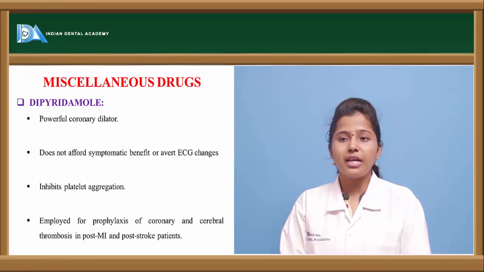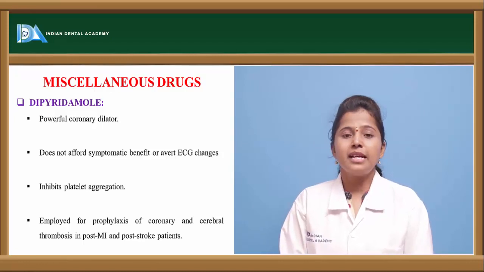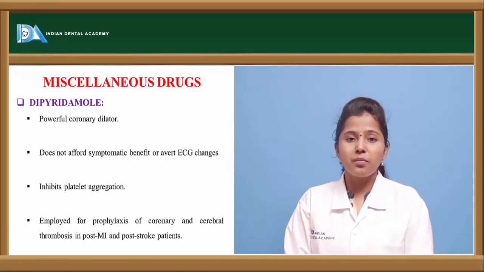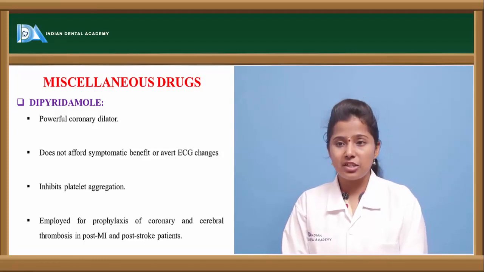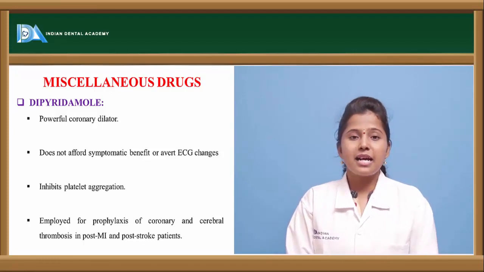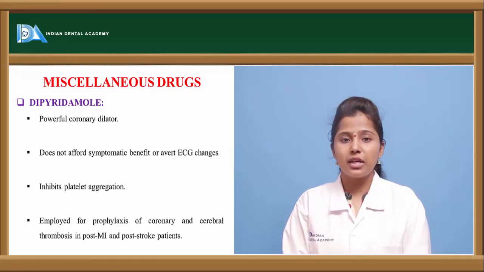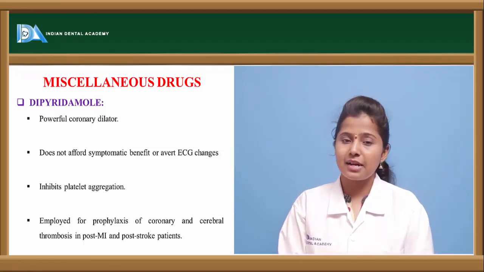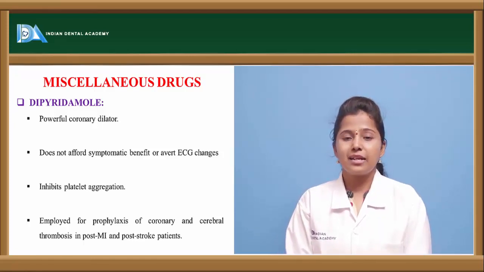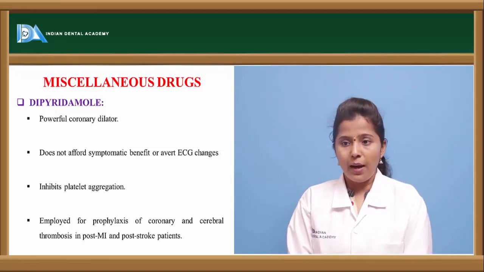What does this mean? When dipyridamole is taken, there won't be any averts or any disturbances in the ECG changes also. And dipyridamole also inhibits platelet aggregation. That is, if there is any blockage or any coagulation in the coronary artery, then dipyridamole inhibits the platelet aggregation or coagulation of the blood.